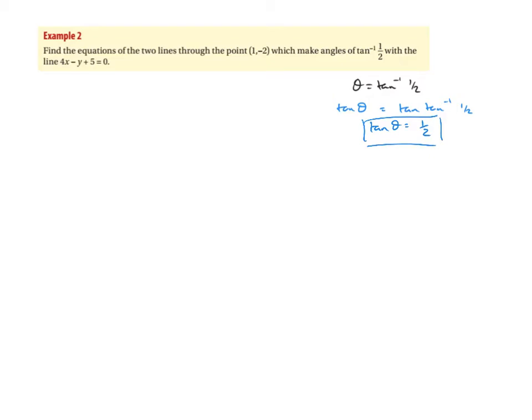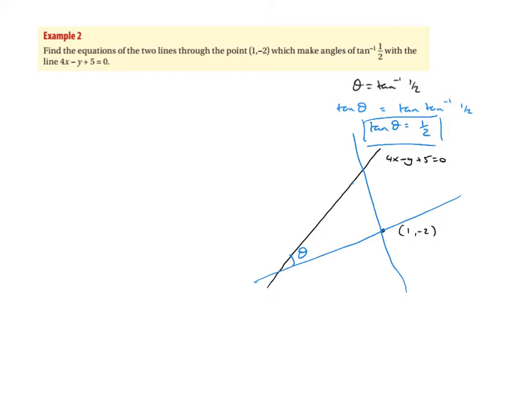The next thing that might be useful is a quick diagram about what's going on here. The two lines are going through the point (1, -2). So if we have (1, -2) here, and we've got angles with the line 4x - y + 5 = 0. And what we're looking for is two lines that are going to make an angle where tan theta is equal to a half. So we're going to have something like this, where that there is angle theta, and that there is angle theta.